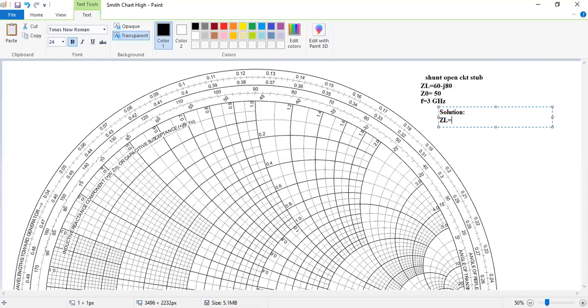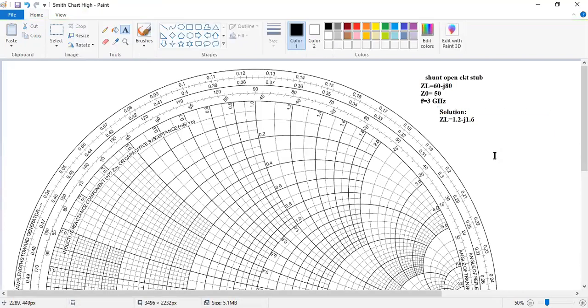ZL by Z0, that is 60 by 50, it is 1.2. Am I right? 1.2 minus j, how much? 80 by 50 is 1.6, correct. j1.6. So this is your ZL. Now you have to plot this ZL, and after plotting, what do you have to do? You have to convert this ZL to YL, or no?